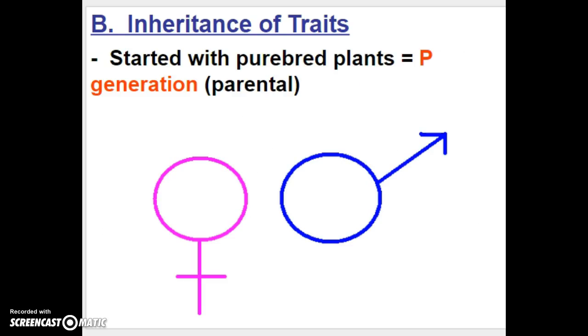So what he did, in order to start with a clean slate, if you will, he self-fertilized many generations of plants. So he would end up with what he considered a true breeding or a purebred plant. And he marked those with P for the parental generation.